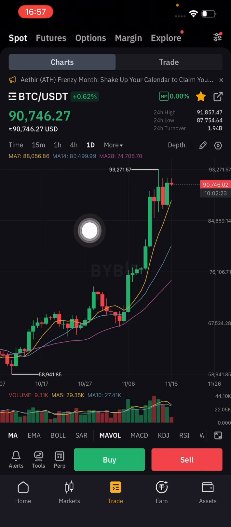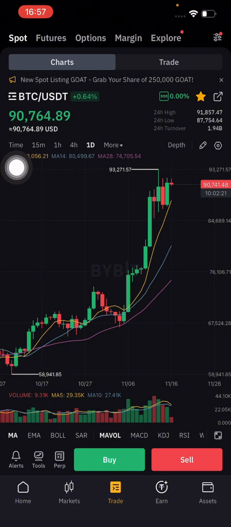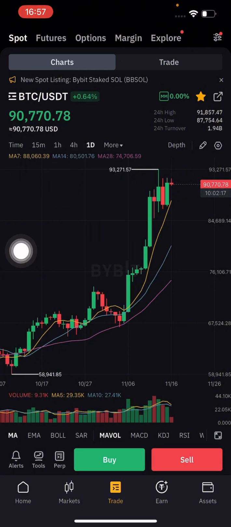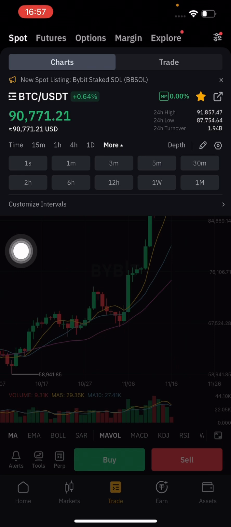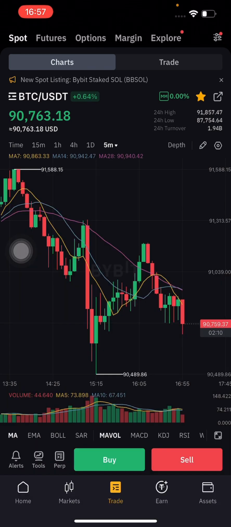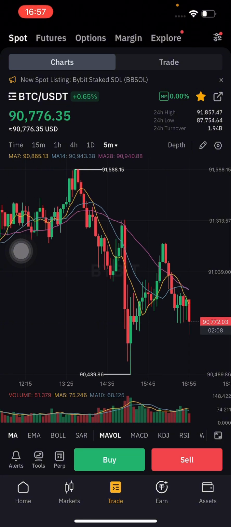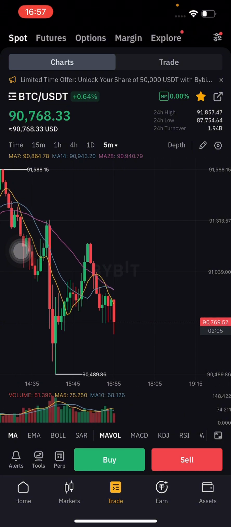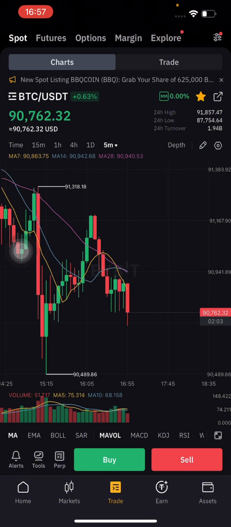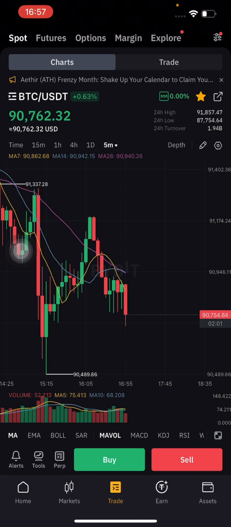Now you're going to see time here. You see the 15-minute, the 1 hour, the 4 hour, the daily. You see more. You can tap on more there and customize it. You have 1 second, 1 minute, 3 minutes, 5 minutes. First of all, let's just say this 5 minute. This is a 5-minute time frame. Now when you click on the 5-minute time frame, you're going to see candles here, because when you change the time frame, the candle sizes and shapes are going to change.